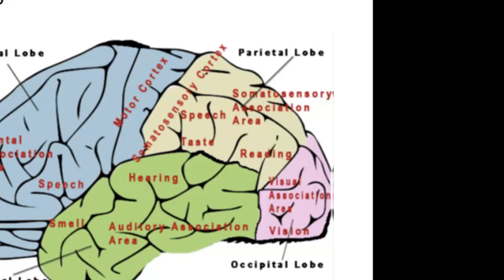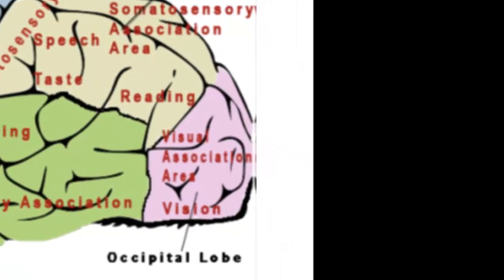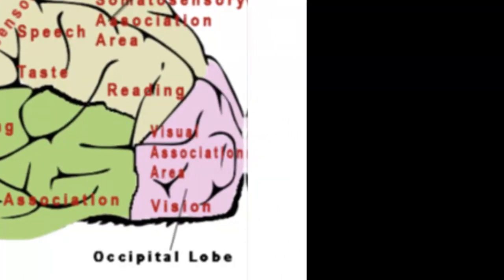The occipital lobe, way in the back part of the brain, is important for vision. It's important for us to be able to see colors, to be able to see shapes, and then also to interpret those shapes.